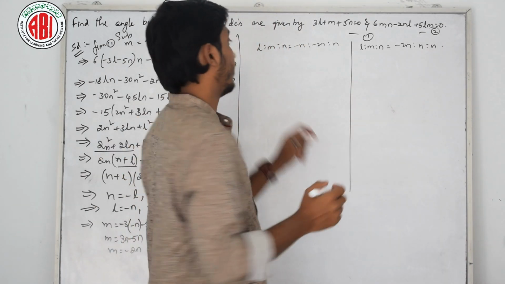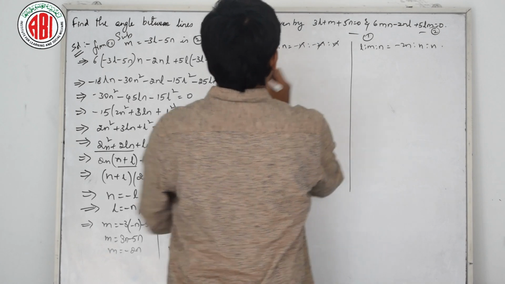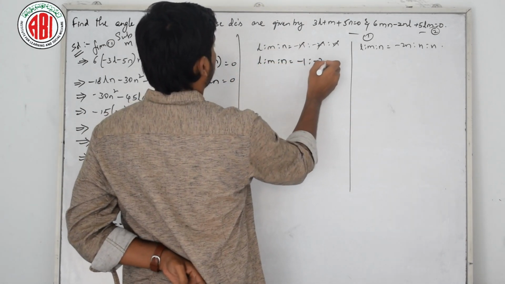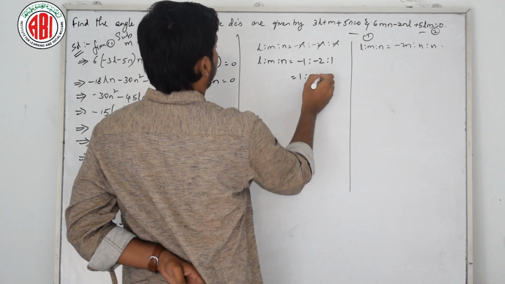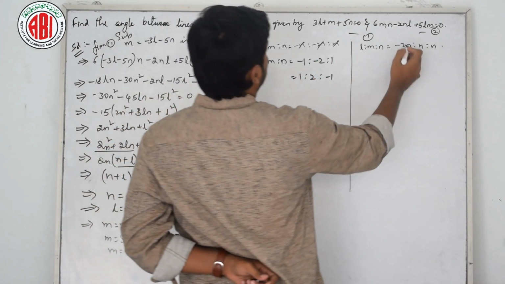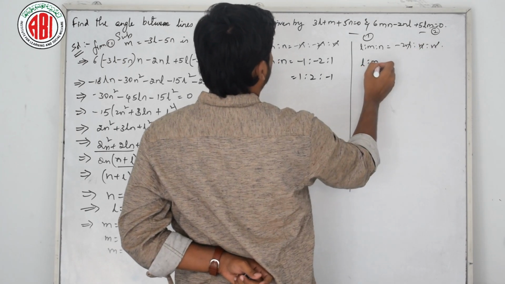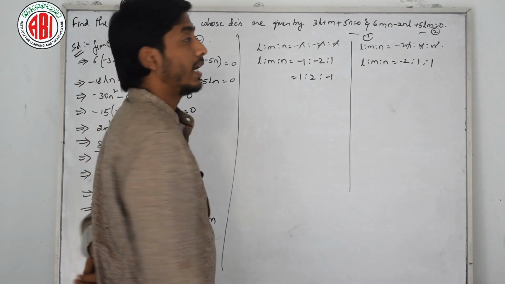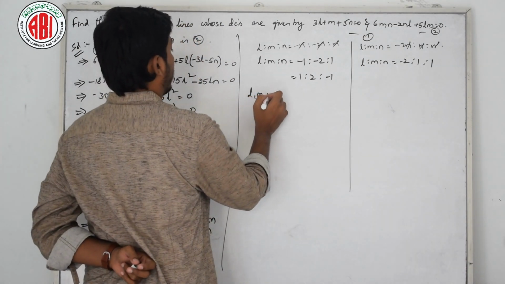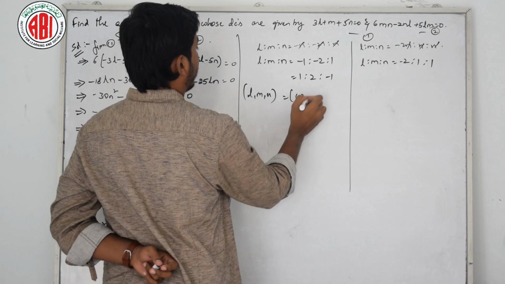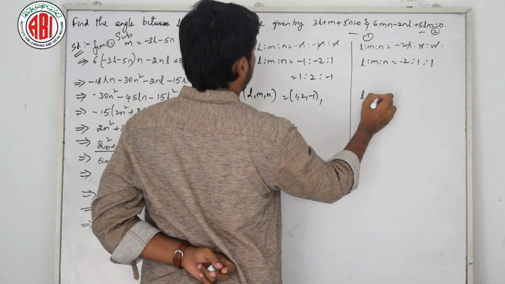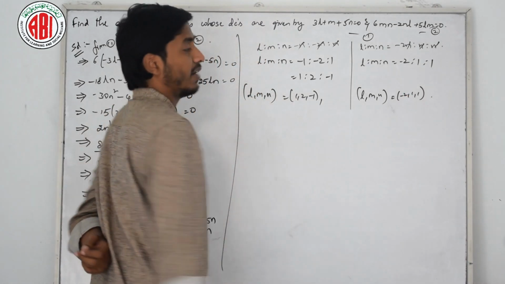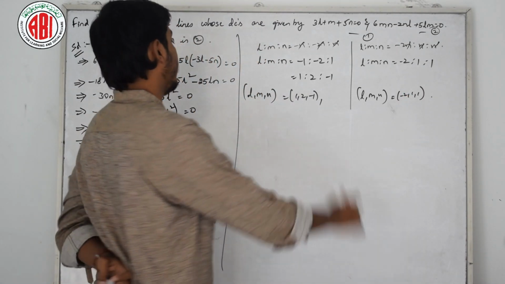Isn't it? Let us cancel them. Here n will get cancelled. I will get l is to m is to n as minus 1 is to minus 2 is to 1. That is nothing but 1 is to 2 is to minus 1. Here n will get cancelled, therefore l is to m is to n will become minus 2 is to 1 is to 1. Isn't it? Now tell me what are l, m, n now? l, m, n are 1, 2, minus 1, and here minus 2, 1, 1. The next step what we have to do, we have to find the DCs.